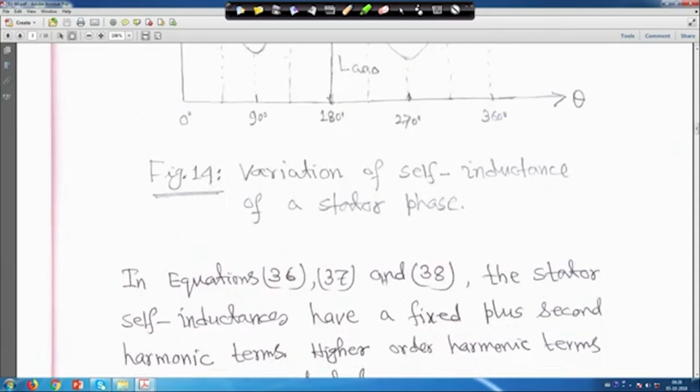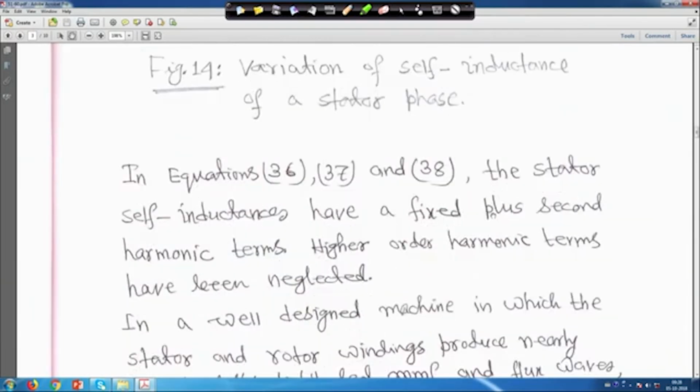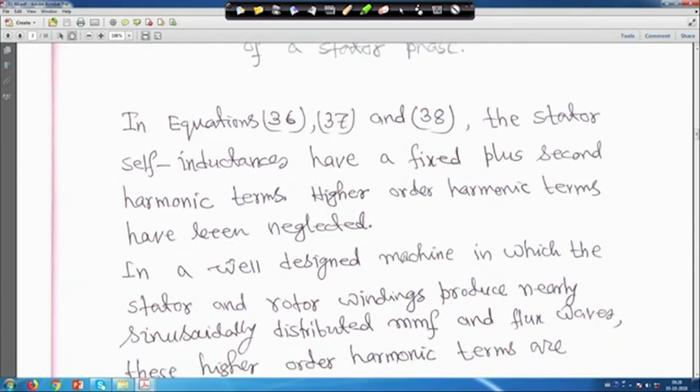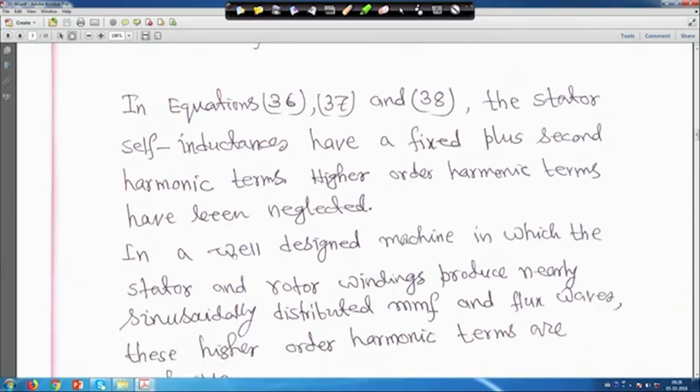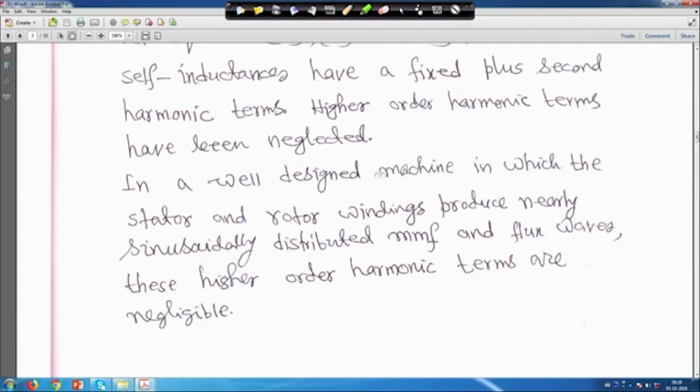Now in equations 36, 37 and 38, the stator self inductances have a fixed term plus second harmonic terms. That is, the fixed term is LA0 plus you have a term LA2 into cos 2 theta. Higher order harmonic terms have been neglected for this study, otherwise things will become complicated. In a well designed machine in which the stator and rotor windings produce nearly sinusoidally distributed MMF and flux waves, these higher order harmonic terms are negligible, very small, that is why they are neglected.